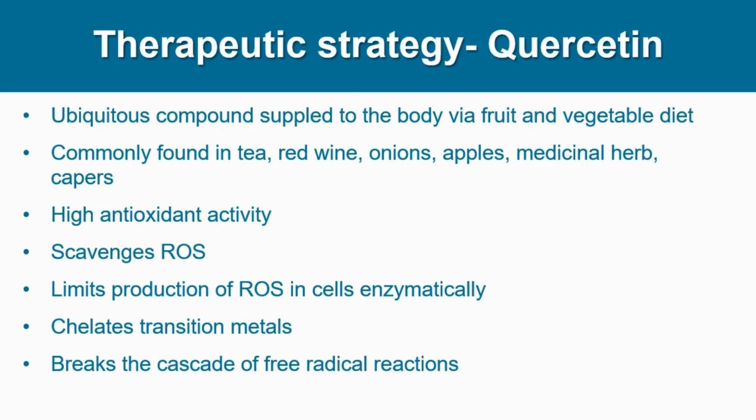Quercetin is found in a lot of fruits and vegetables. It's also found in tea, red wine, onions, apples, medicinal herbs, capers. It has very high antioxidant activity. It's a mast cell stabilizer. It can scavenge free radicals. It can limit production of free radicals in cells. It can also chelate heavy metals, which is kind of cool, and can break the cascade of free radical reactions. You can get it from food, obviously, but also you can take it as a supplement as well.